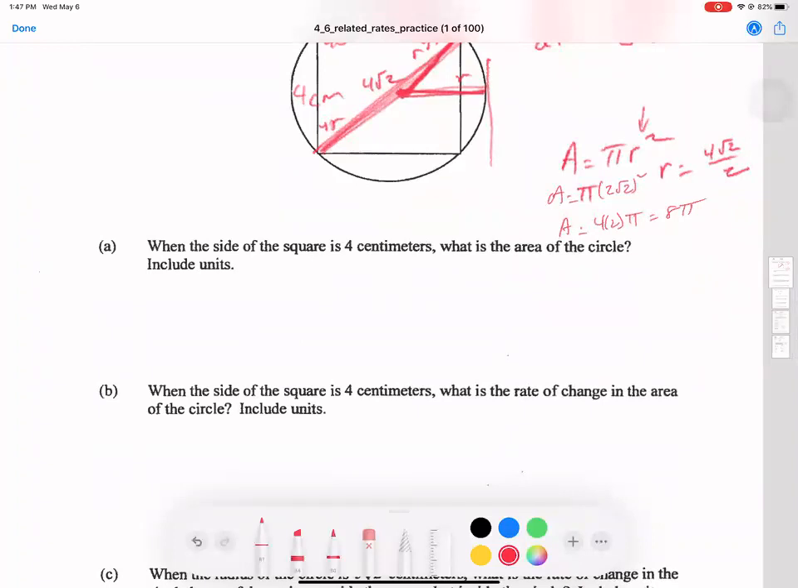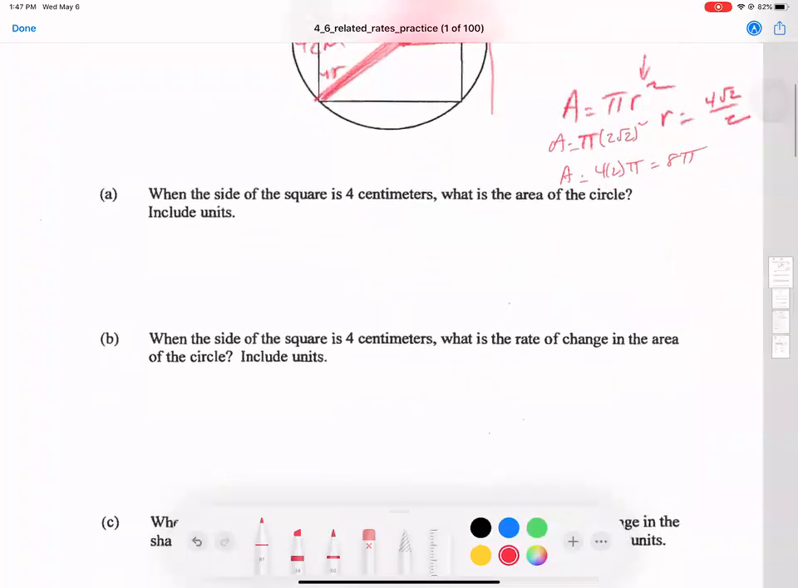Part B, when the side of the square is 4 centimeters, what is the rate of change in the area of a circle? So this is where related rates come in, where they ask us now what's the rate of change. So we know we have pi r squared. That's what we said we had already. So let's go ahead and find the derivative of this to find what they want, the rate of change of area. So dA over dt is equal to 2r r prime. Anyway, we're going to call it dr over dt. You can see that also. And pi. That's a constant.